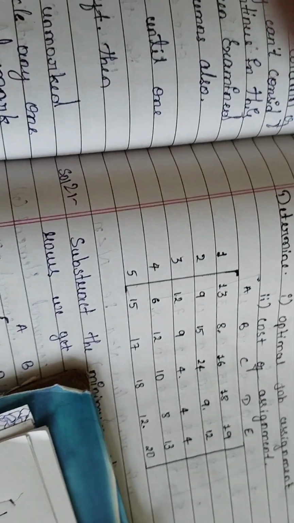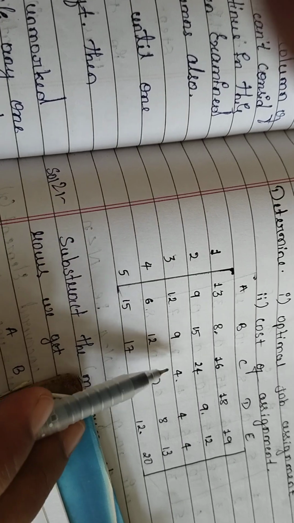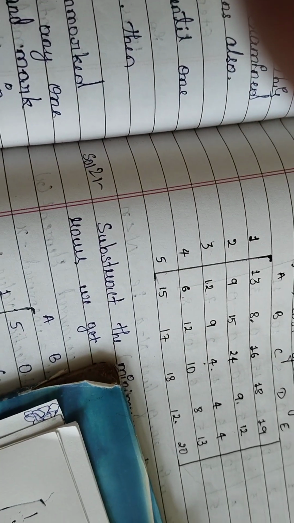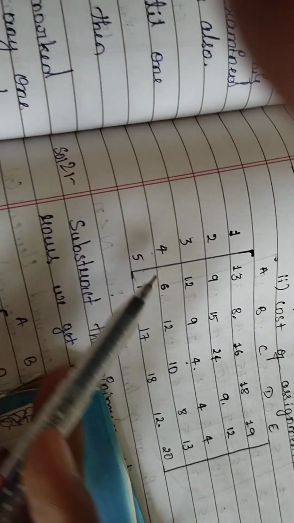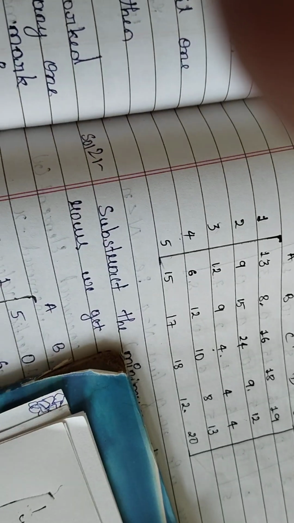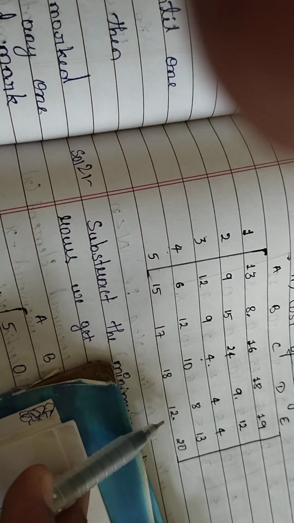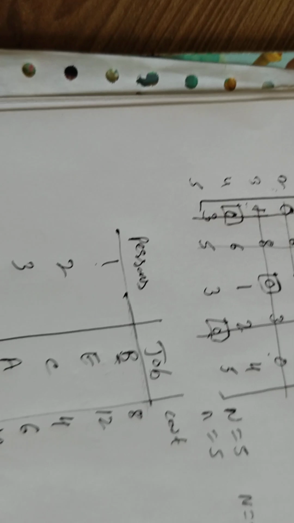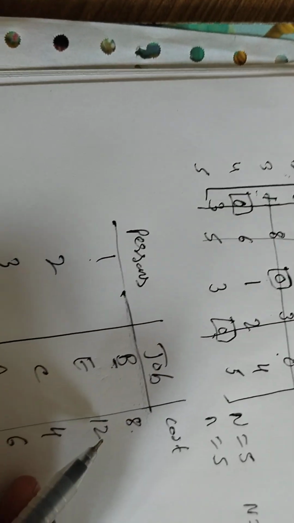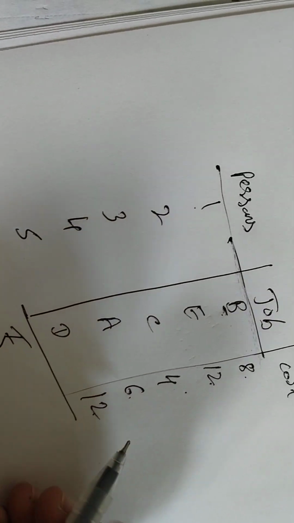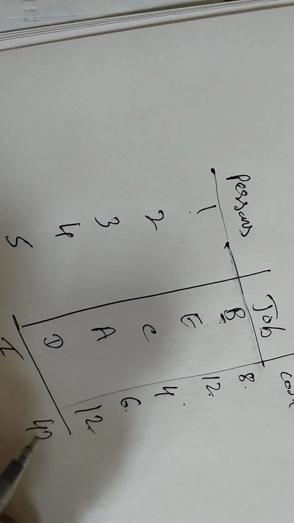Similarly, 3 to C. The cost is 4 rupees. Next 4 to A. 4 to A cost is 6 rupees. 5 to D cost is 12 rupees. So all the costs you have written by seeing your initial table. Okay. So when you write all the costs, now you have to get the total cost. For that you have to add all the values. 8 plus 12 plus 4 plus 6 plus 12. So we will get the total as 42 rupees.